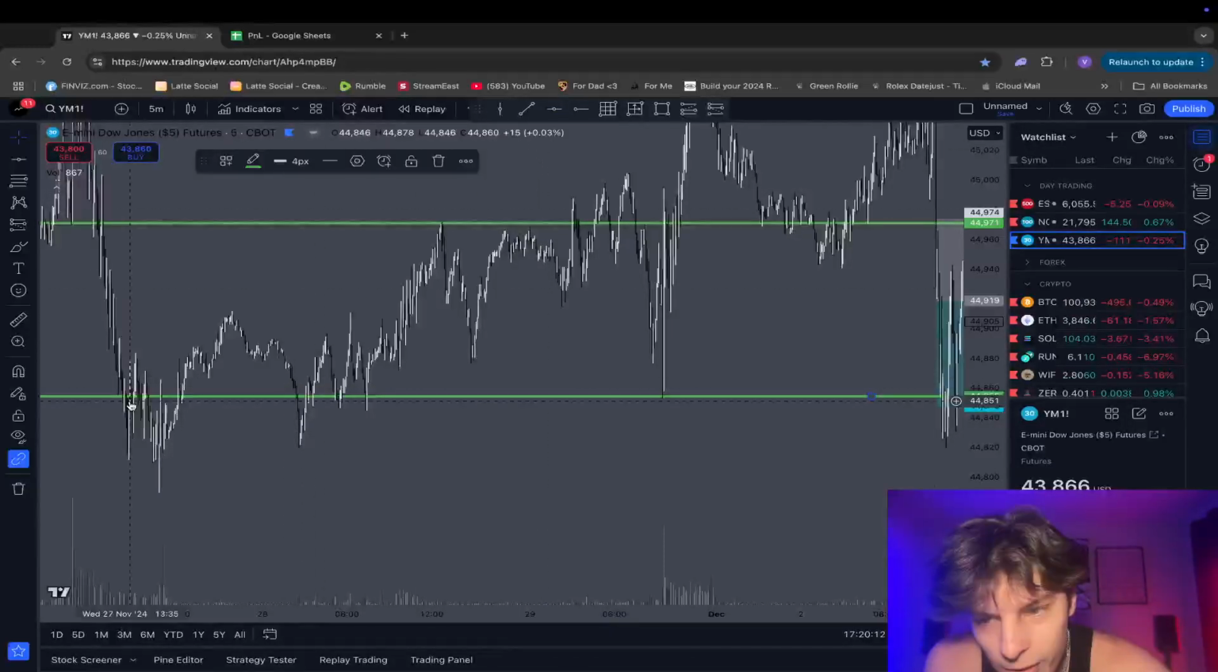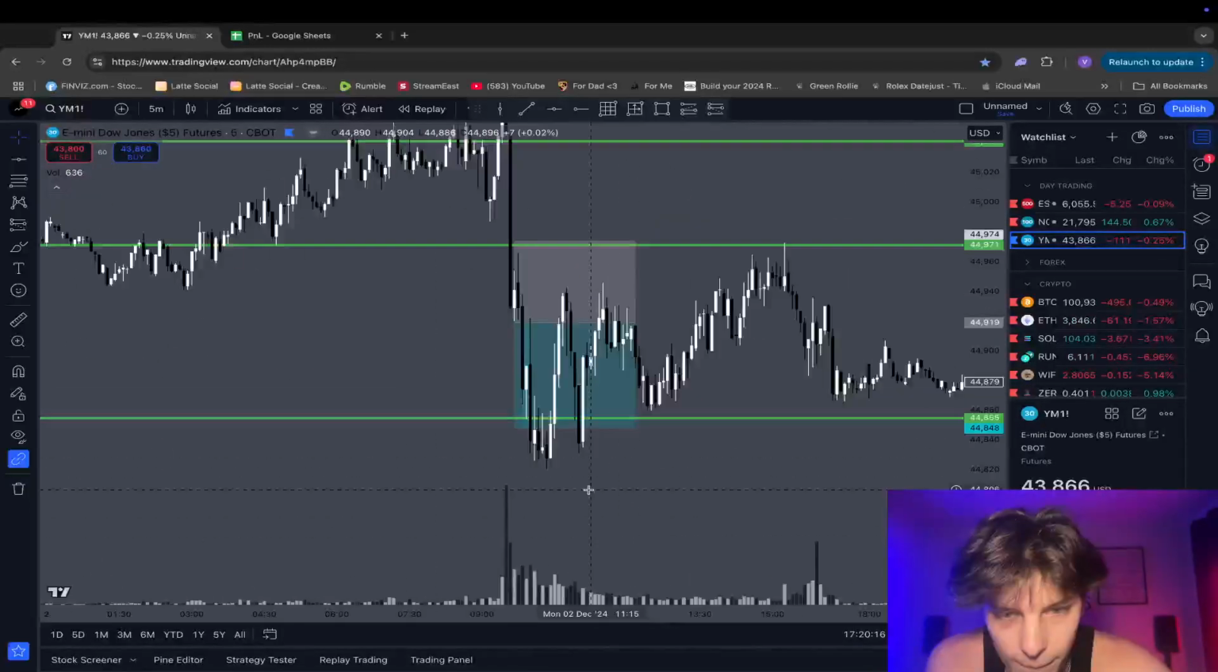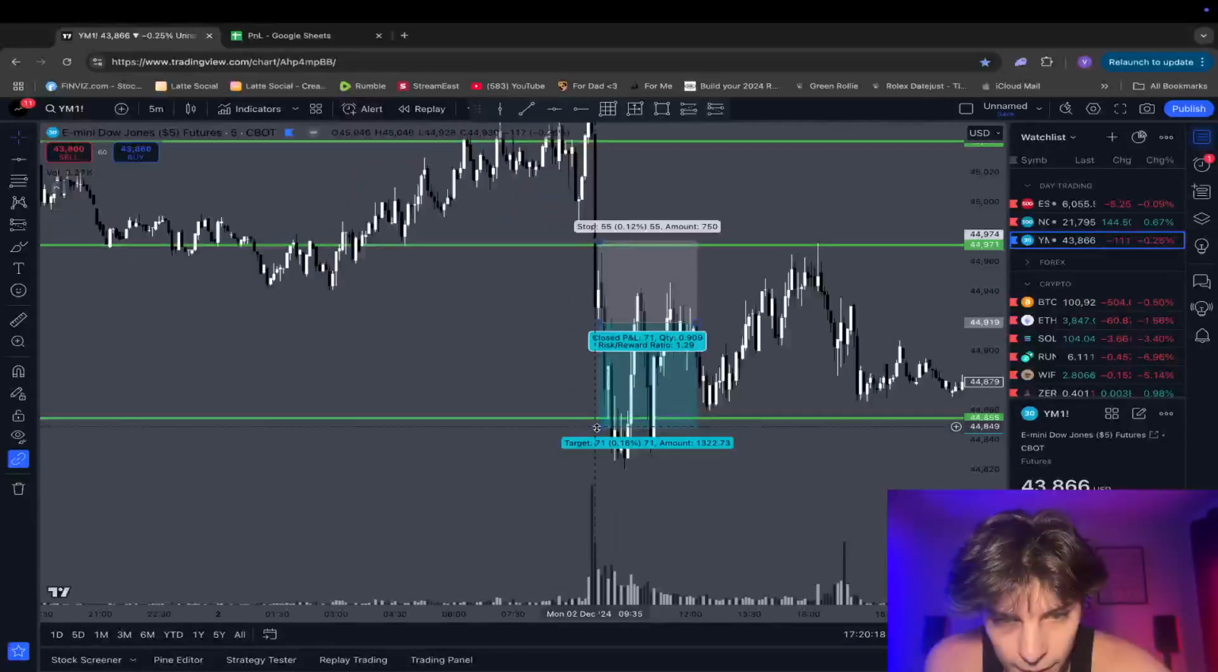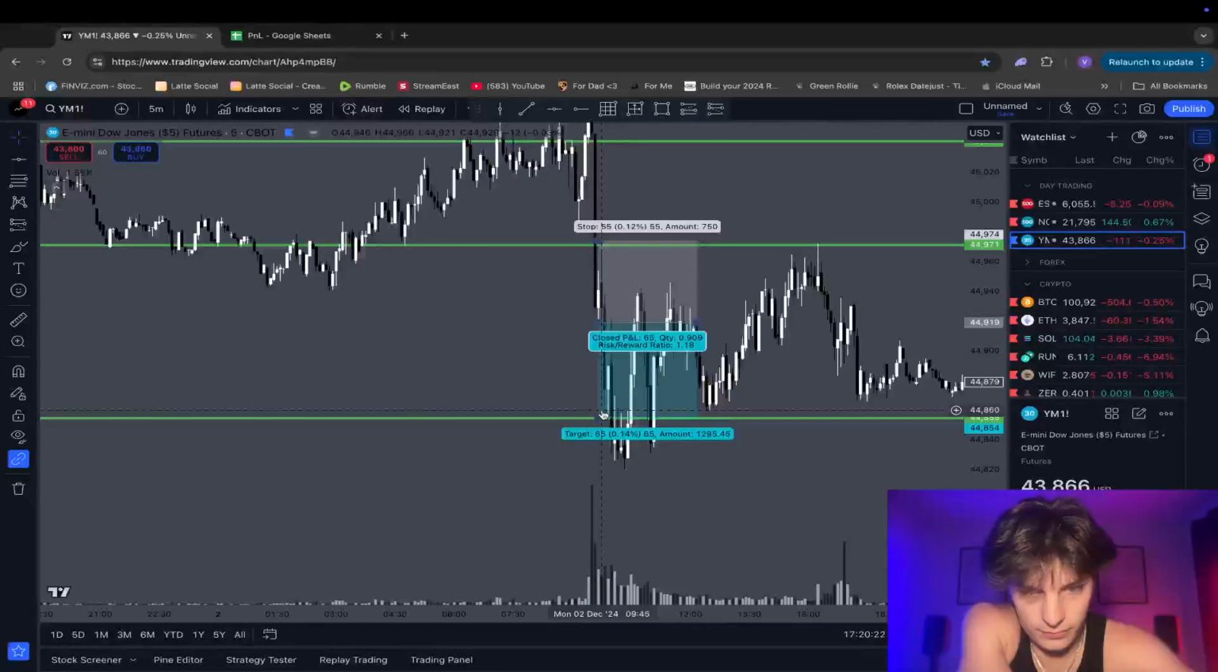Got these top wicks, and then we have this big bottom wick. So that would have been good enough for me. And then boom, there you go. Take profit smashed, right? There you go. There's a trade.